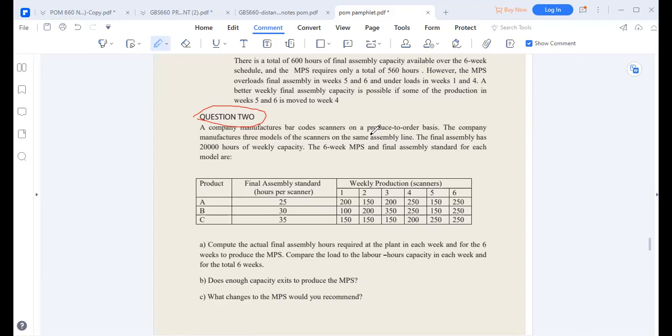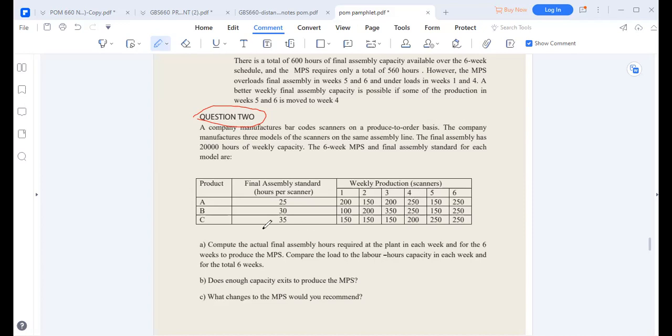Now the first aspect here is that the Shine company manufactures 3 models of scanners on the same assembly line. The final assembly has 20,000 hours of weekly capacity. The 6-week MPS and the final assembly standard for each model are given. So we have these products A, B and C. Then the final assembly standard, which is the hours per scanner, and the weekly production of scanners. We have those productions.